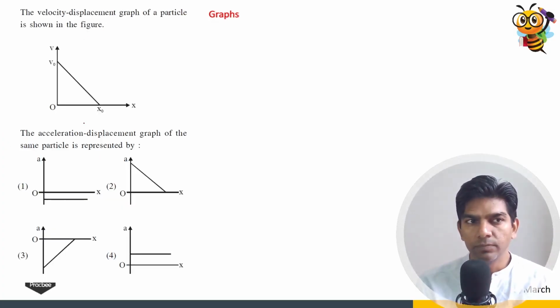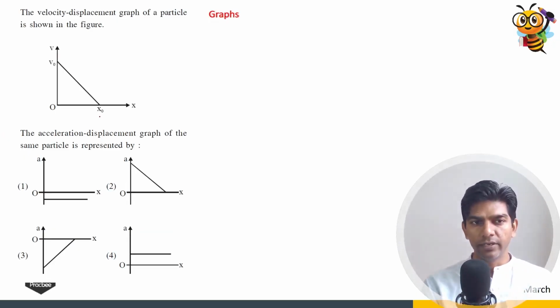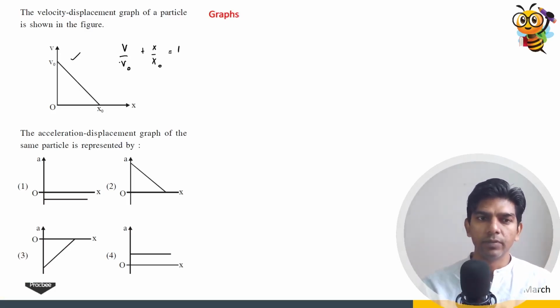Now let us see this question. The velocity displacement graph of a particle is shown in the figure. It's a straight line, right? And the acceleration displacement graph of the same particle will be. So let us first write down the equation of this straight line. It will be v by v naught plus x by x naught equals 1. So I have used the intercept form, and we have to find acceleration.